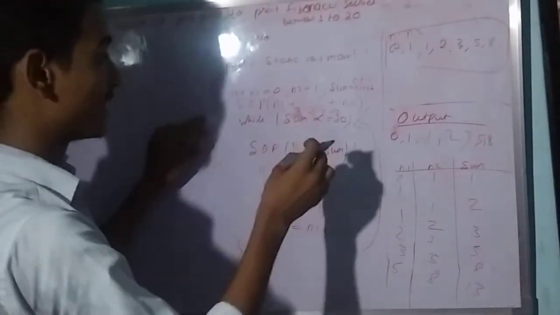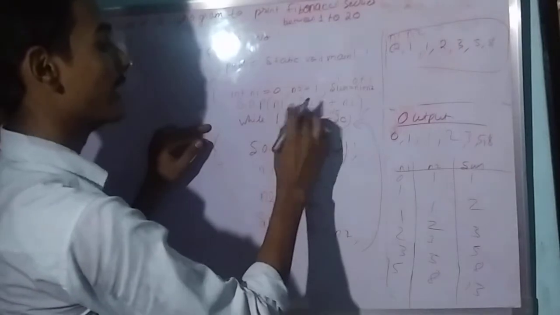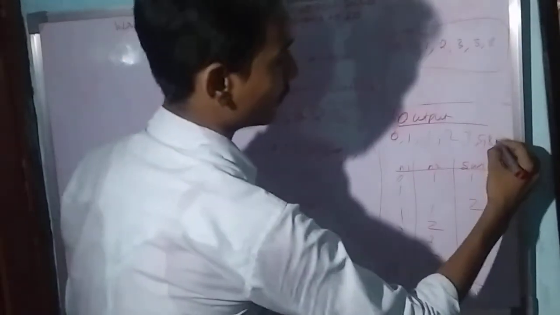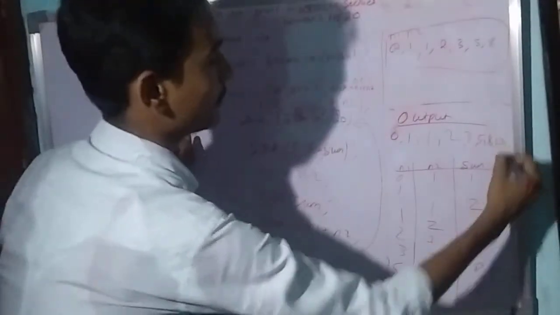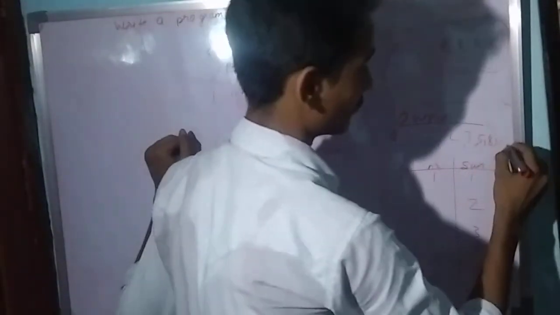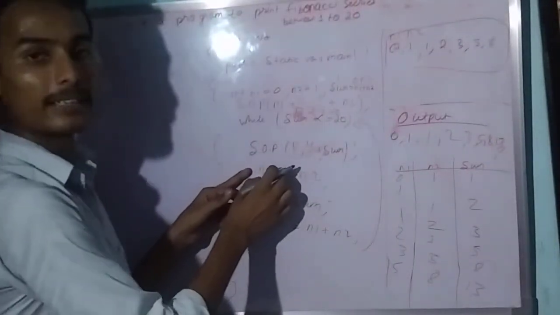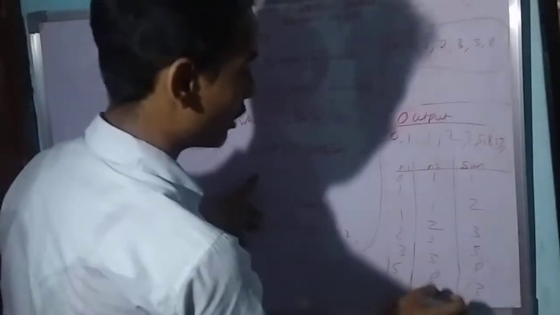8 plus 5, 13. Now the condition will be checked. 13 less than or equal to 20. Condition is true. It will print the value of sum. It will be 13. Then n1 will get the value of n2. n2 value is 8.